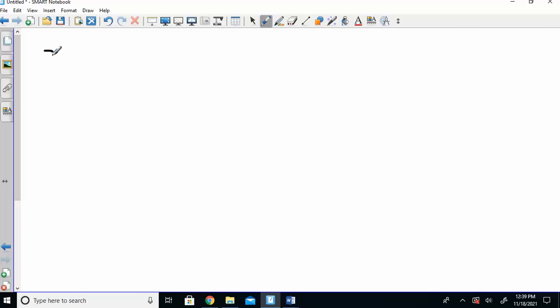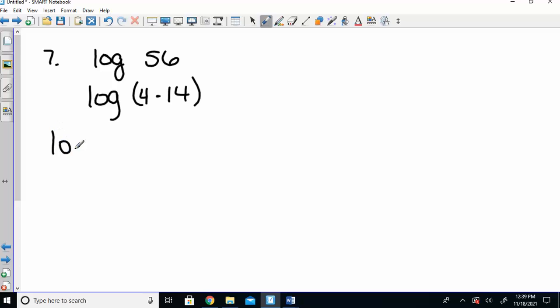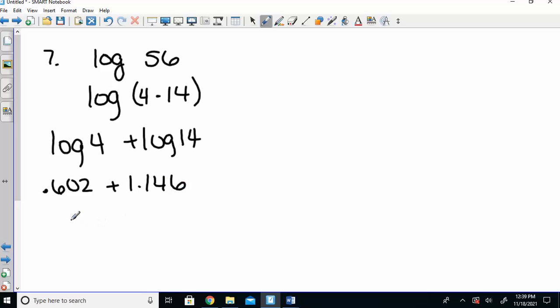Number 7, we haven't specifically asked about it, but we're doing the rest of those, so we might as well. How could you rewrite 56? Log 4 plus log 14. Right, 56 is 4 times 14. So to break those apart, you add the logs. So log of 4 is 0.602. Log of 14, 1.146. So if we add those, we get 1.748.